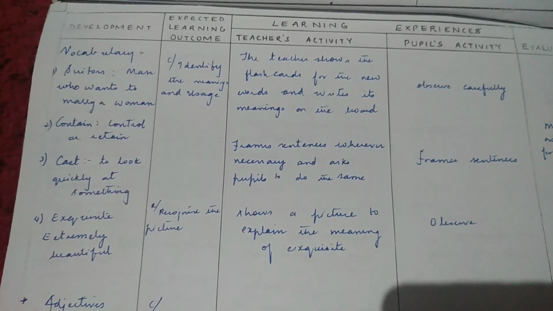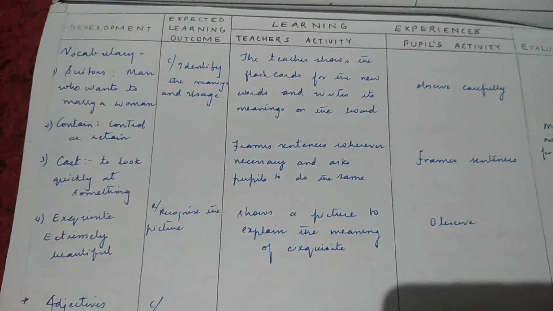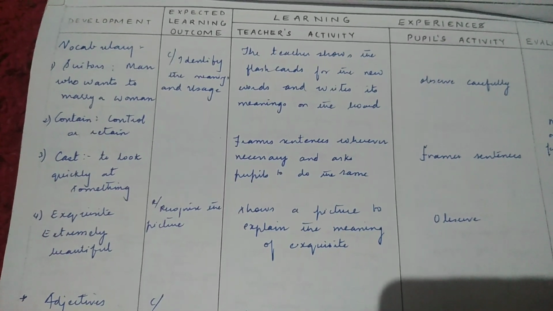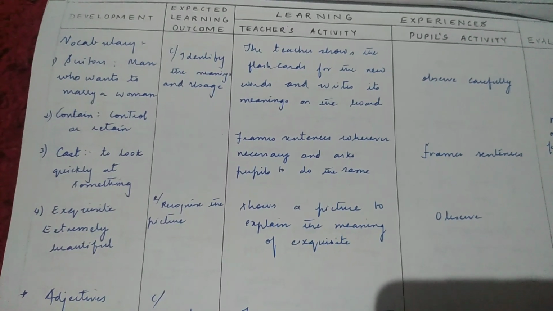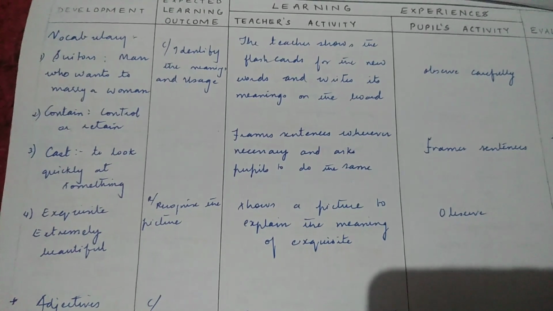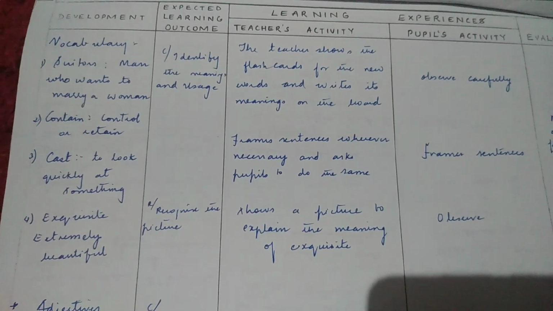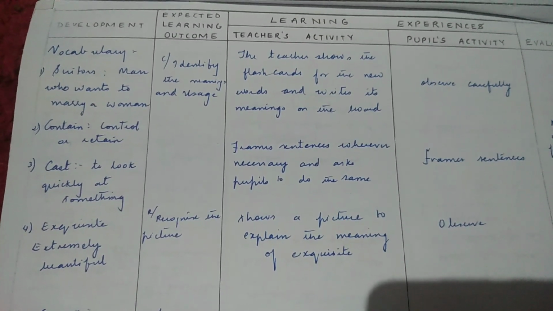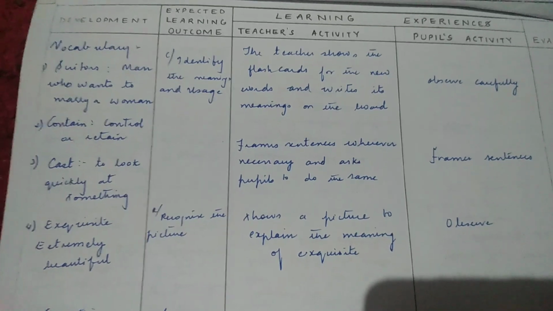Cast, to look quickly at something. And the last word is exquisite, extremely beautiful. So you can give these meanings, make them use these words in sentences, and you can proceed to the next part of the lesson.